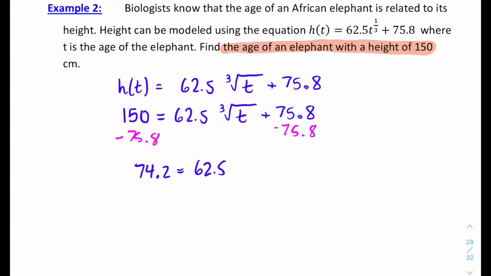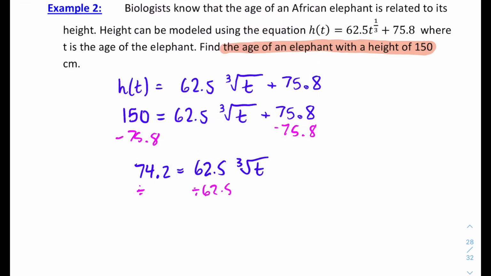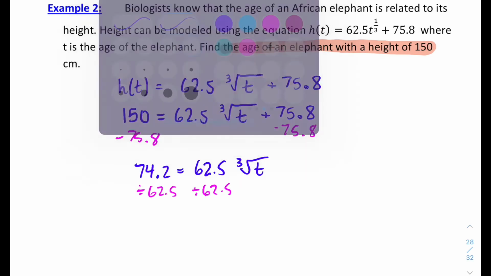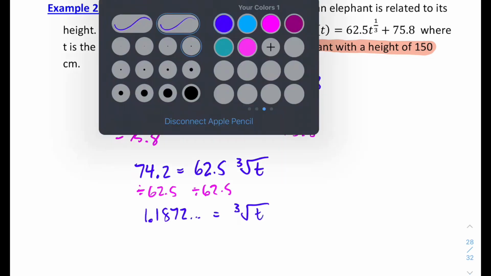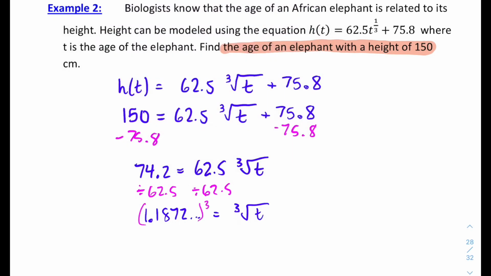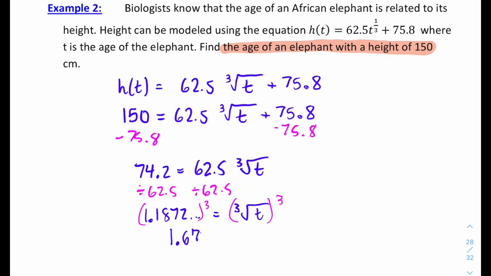So we're just going to work on getting the radical by itself first by subtracting 75.8, and then I'm going to divide both sides by 62.5, and then I'm going to raise both sides to the 3rd power to give me t. So you end up with t is approximately 1.673 years for my elephant's age.